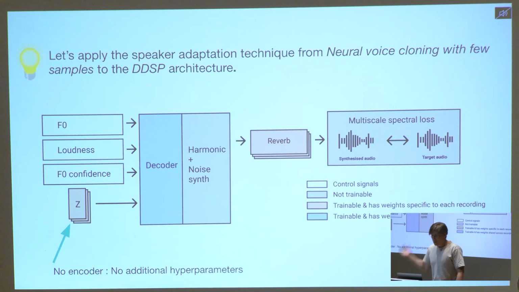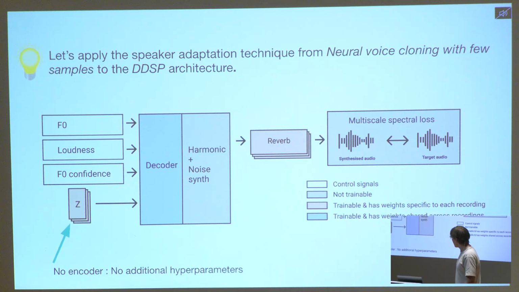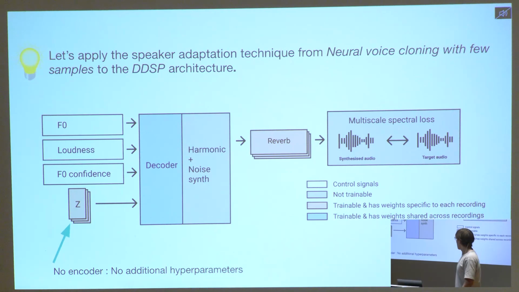So let's apply the speaker adaptation technique. And the way we do it, we just slap on a latent vector here. You see there's no encoder. And the reason we have no encoder is we are lazy. We do not want to mess around with additional hyperparameters. What structure should the encoder have? We don't care. We just learn this Z in conjunction with the rest of the network. So we treat these latent vectors as model weights, exactly as we do the reverb, only that they are unique to each recording.